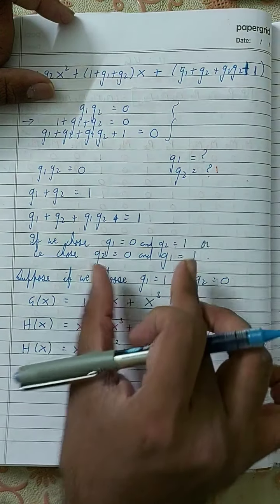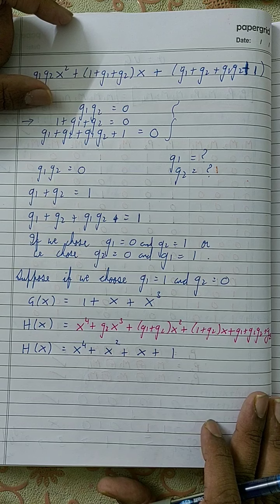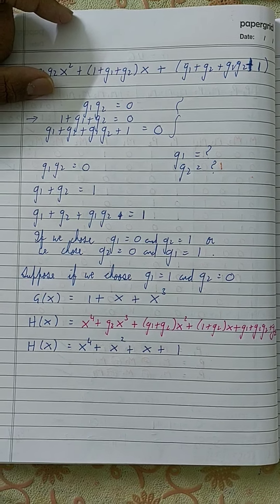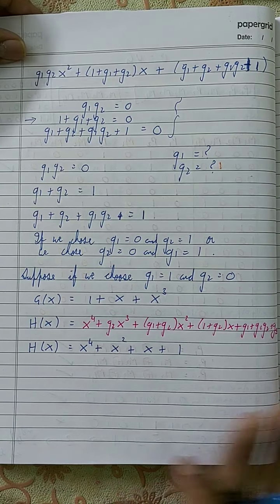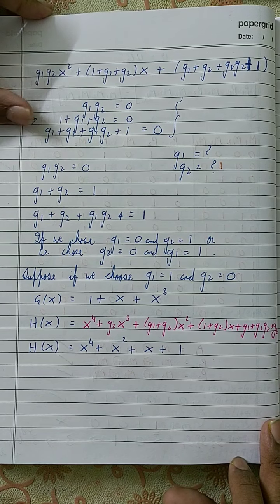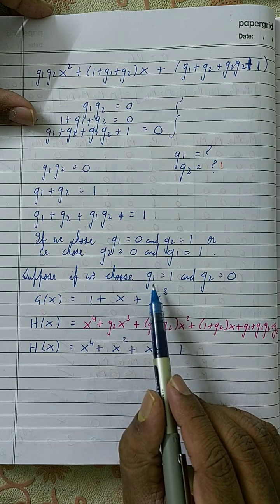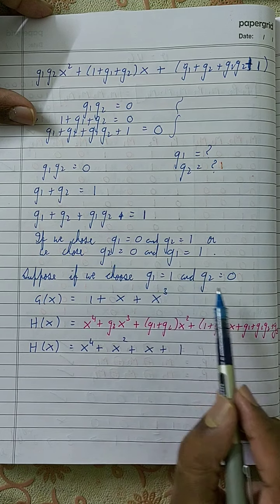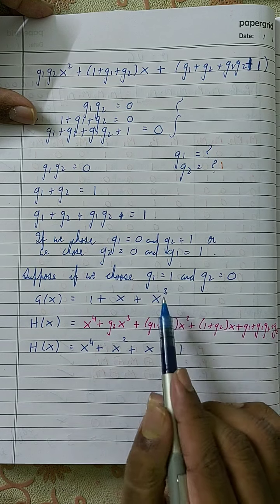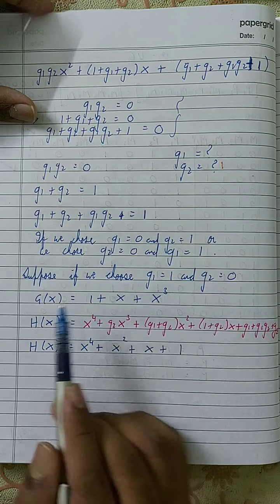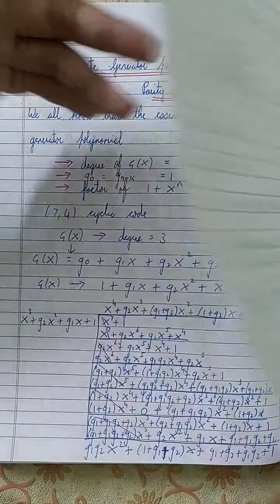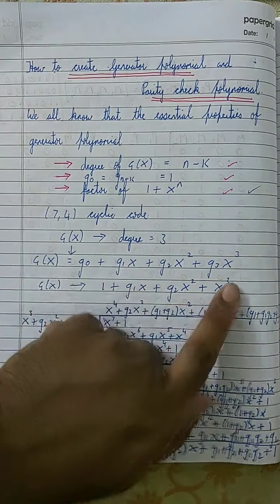You can choose any one of these two conditions, but once you have chosen a condition, you should not change that condition. So I chose g1 is equal to 1 and g2 is equal to 0. Using those two values only, I found the value of g of x. This is my g of x.